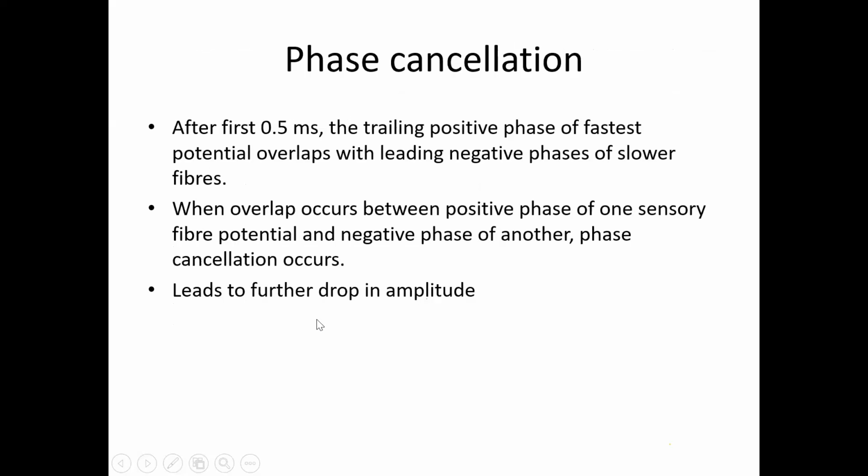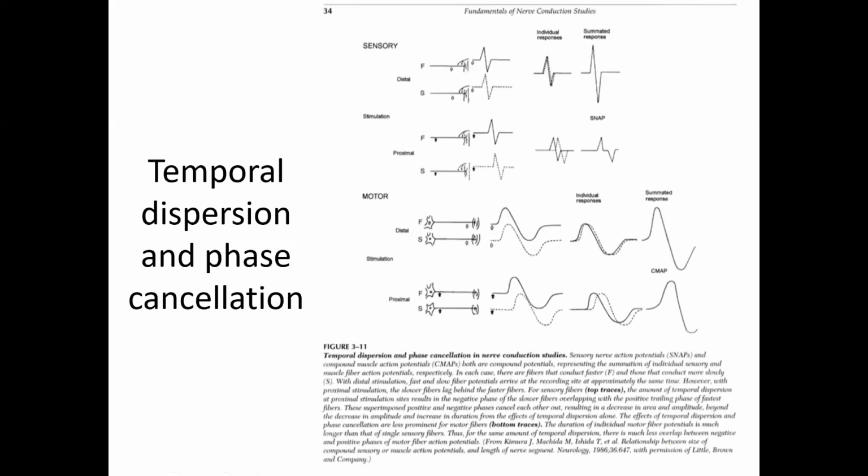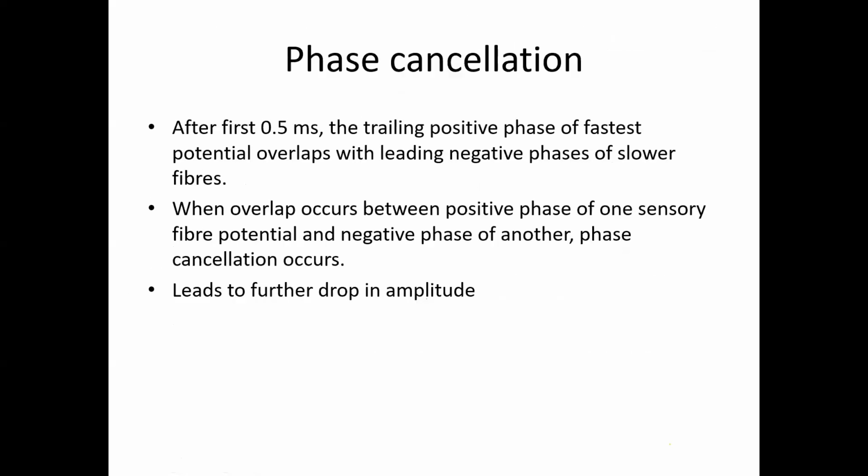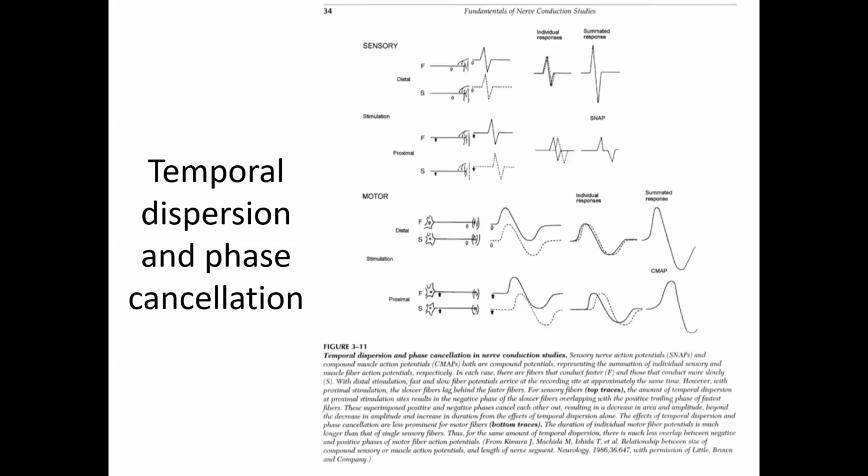We'll discuss that. So what is phase cancellation? Can anybody describe phase cancellation? I'll put this diagram over here. Can anybody describe phase cancellation and temporal dispersion? A negative wave is cancelled by the positive wave of the next wave, which is coming from the next nerve fiber. This is phase cancellation. So, which negative wave, which positive wave?